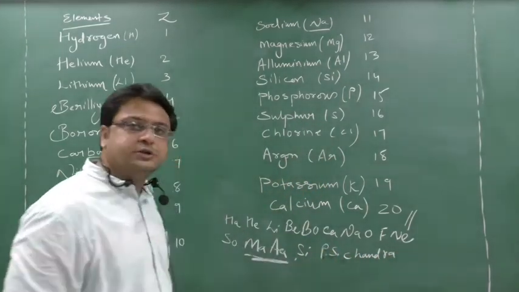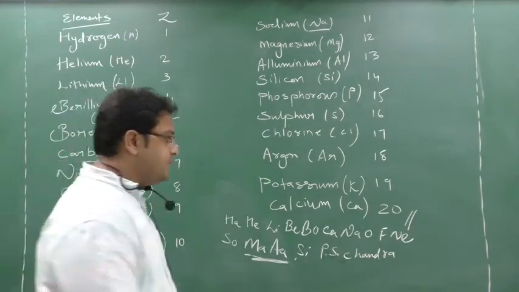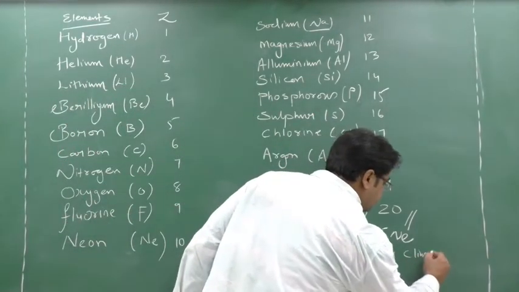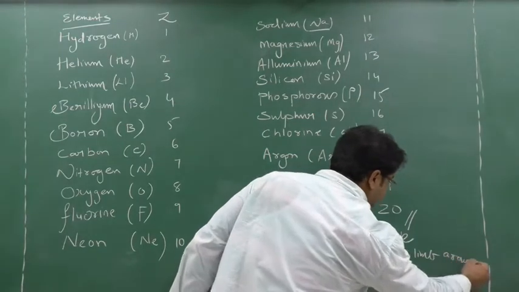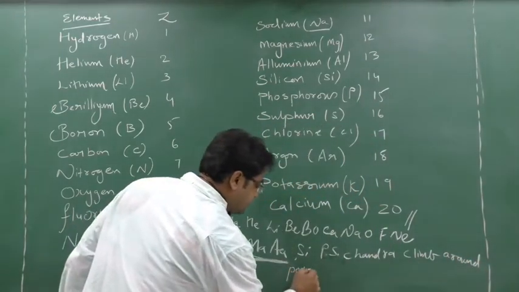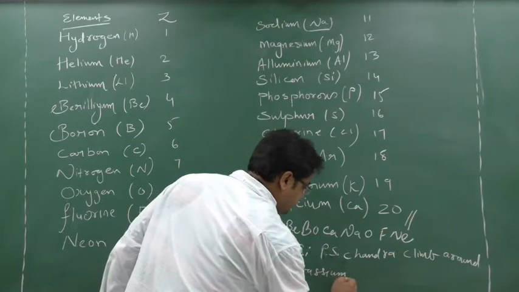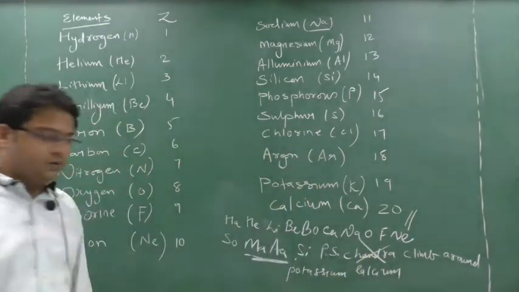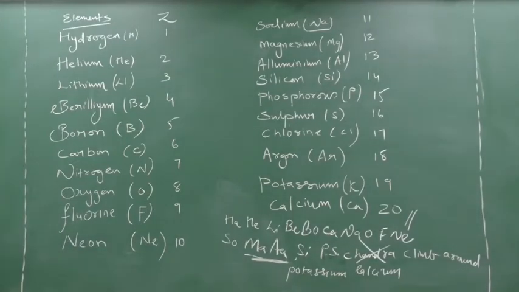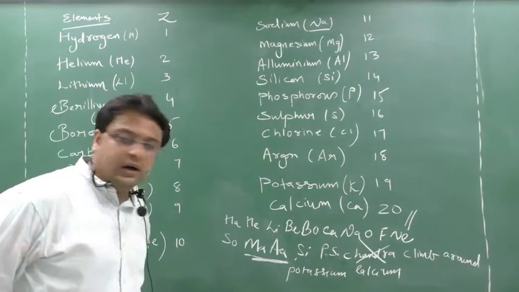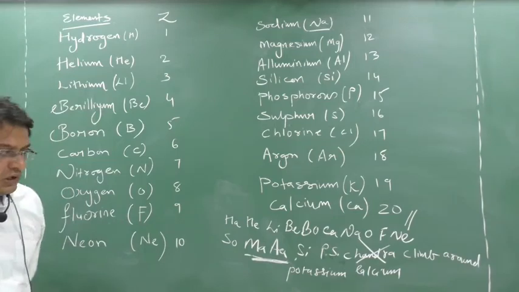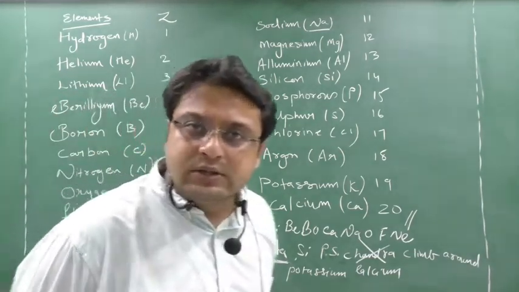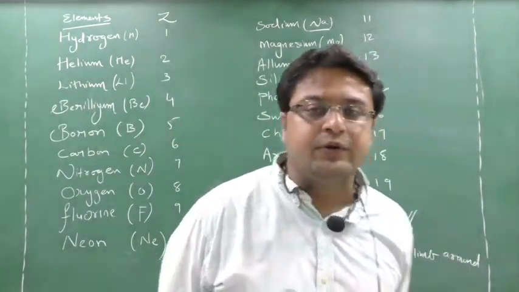Now you would be wondering, who is P.S. Chandra? There is one writer, okay? So, P.S. Chandra climb around potassium, calcium. And here you have to cancel the Chandra. So, what is this? Ha, He, Li, Be, Bo, Ka, Na, O, Fa, Ni, So, Ma, A, Si, P.S. Chandra, climb around, potassium, calcium. Cancel the Chandra.